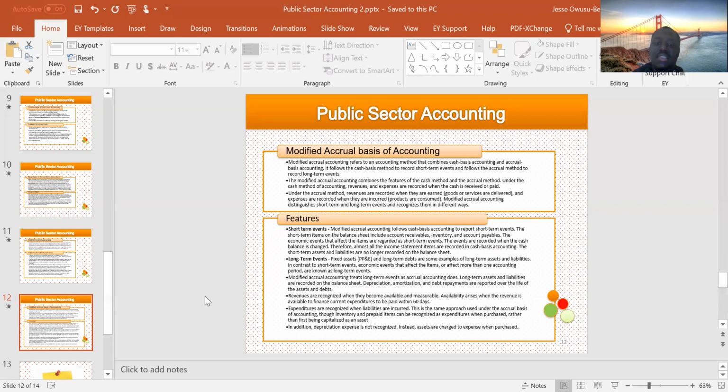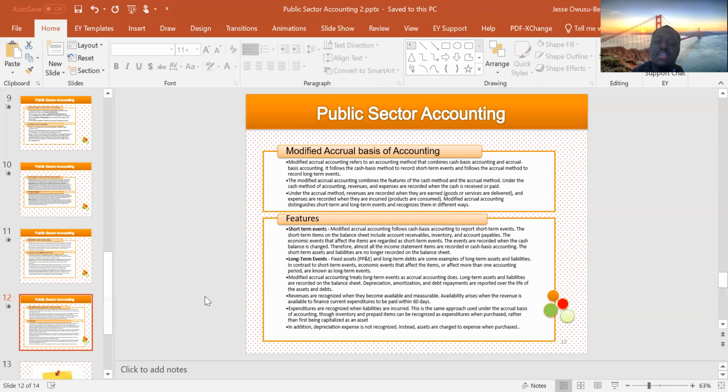And we know that this is the same approach under the accrual basis of accounting, though inventory and prepaid items can be recognized as expenditures when purchased, rather than first being capitalized as an asset. Very, very important. In addition, under this basis of accounting, which is the modified accrual, depreciation expense is not recognized. Instead, assets are charged to expense when purchased.